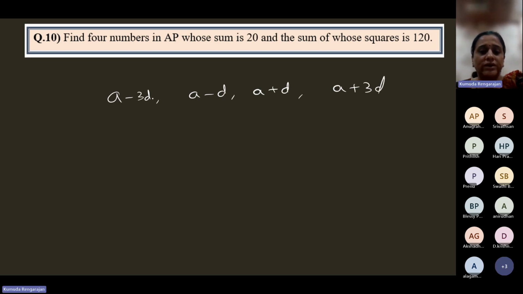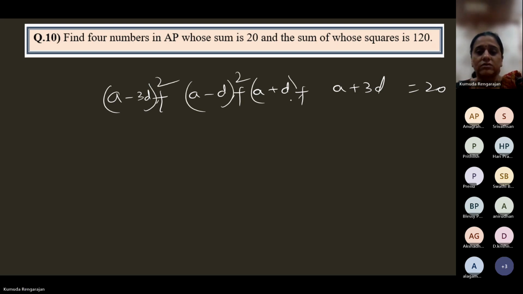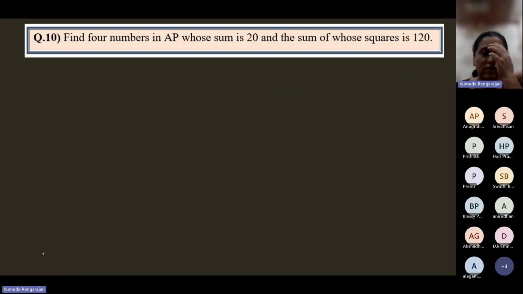Sum of the numbers is 20. Then the sum of the squares is 120. So you should find the values of a and d and hence find the four numbers. Yeah, please work.